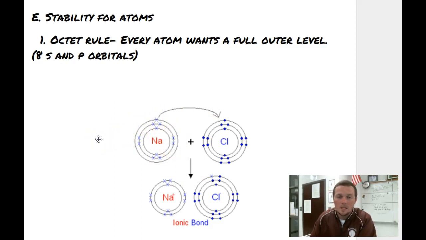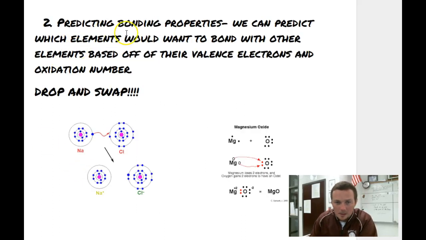Every atom wants to become stable, and how do you get stable? By having a full octet. Okay? So that's how we work that, and so we can predict those types of bonds. All right, so predicting bonding properties.